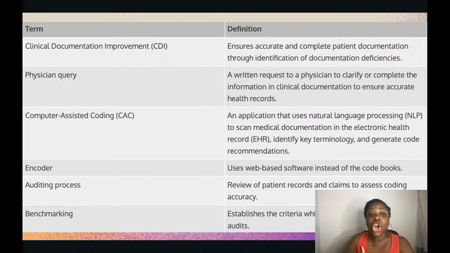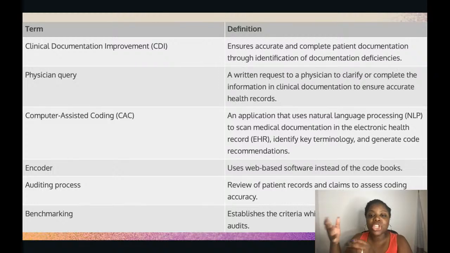Now, what is an encoder? Because people tend to get encoder and CAC mixed up. So I wanted to clarify that today. An encoder actually uses web-based software instead of code books. So normally, right, you have your coder in the medical facility, they're ready to code for a set of files, and they would be able to use their CPT books, their ICD-10 books, and they'll be flipping through trying to find the right codes to assign for that visit.